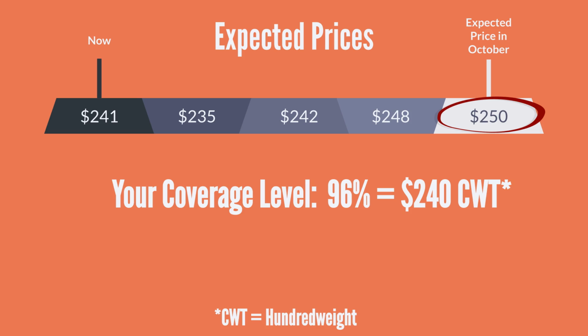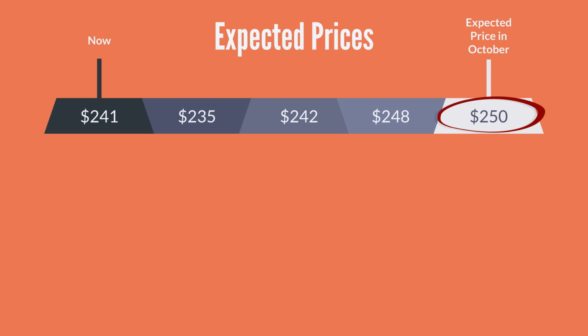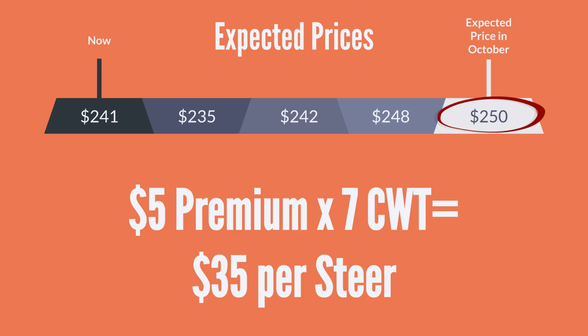If the price falls below $240 when your contract ends, you will be owed an LRP insurance payment, which is called an indemnity. The cost to own this coverage is called the premium. Let's say the premium for the 96% coverage level in October is $5 a hundredweight. In order to see what the cost per animal is, we would multiply the premium price by 7, because the premium is calculated in hundredweight. So for $35 per steer, you can establish a coverage price of $240.